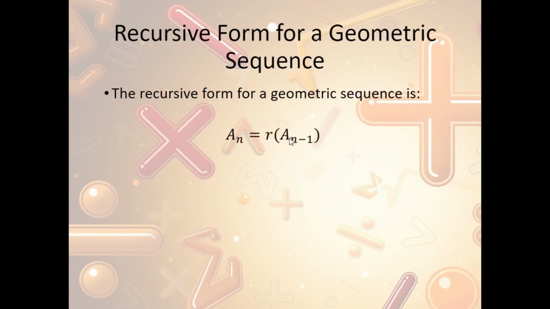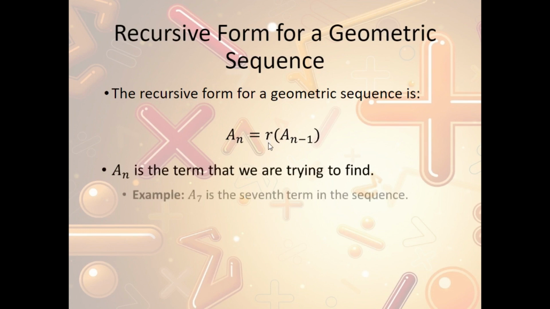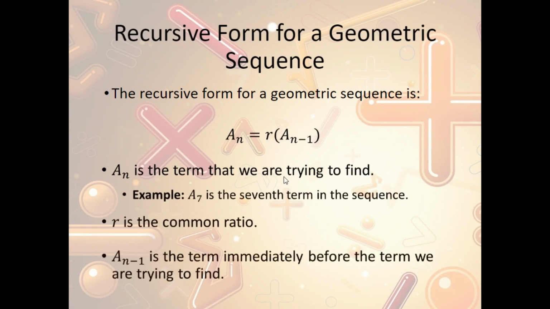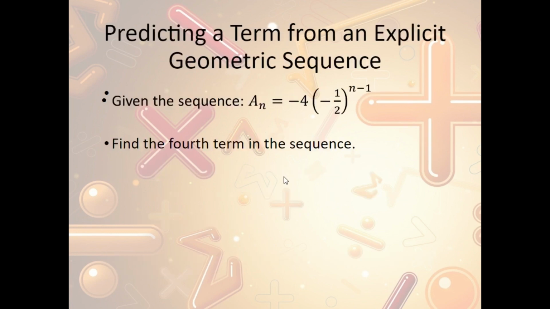a_n is equal to r times a_(n-1). Now, what we're really saying here is the term we're trying to find is equal to the common ratio times the previous term. So if we look at this one, we have a_n is equal to 4 times negative 1/2 to the n minus 1. And we want the fourth term.